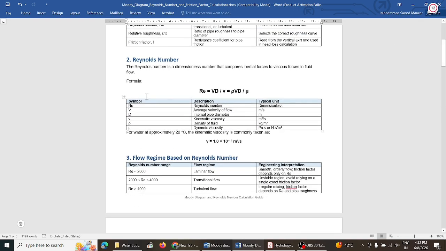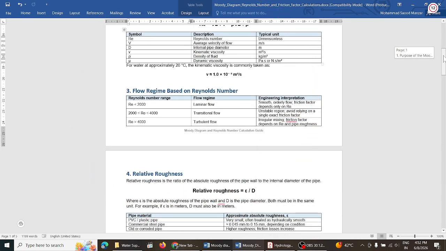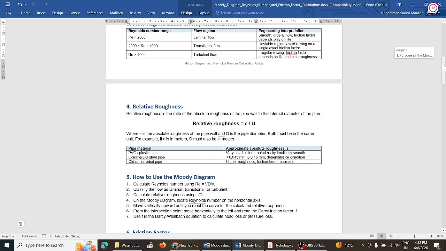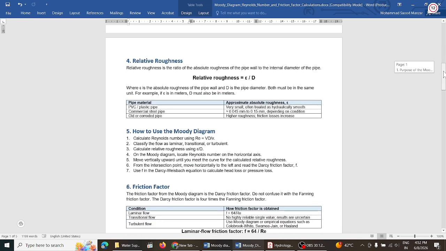Okay, and these things we have to be very clear: what is the Reynolds number, velocity, diameter, kinematic viscosity, density, and this is the mu, which is dynamic viscosity. Okay, flow regime, I told you earlier what are the flow regimes: laminar, transitional, turbulent, and this is the relative roughness. And basically these relative roughness values are different for different kinds of material. Is it PVC, plastic pipe, concrete, steel pipes?